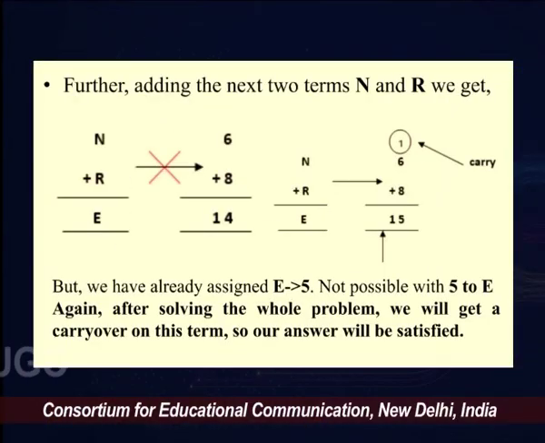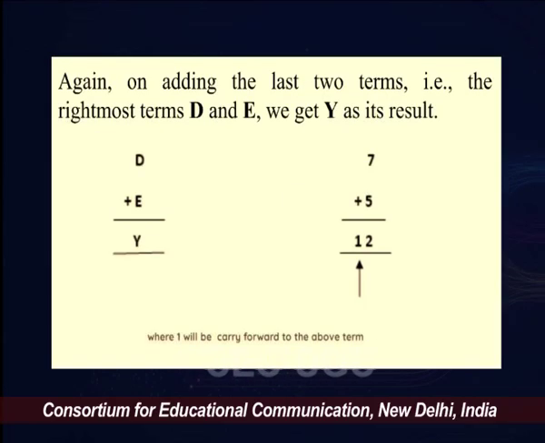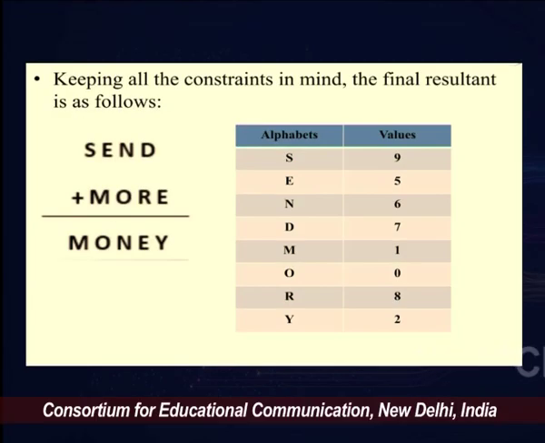And you can see that with so many carries and with so many different constraints, this SEND MORE MONEY can be solved by keeping all the constraints in mind. The final result of this SEND MORE MONEY will be something of this sort.